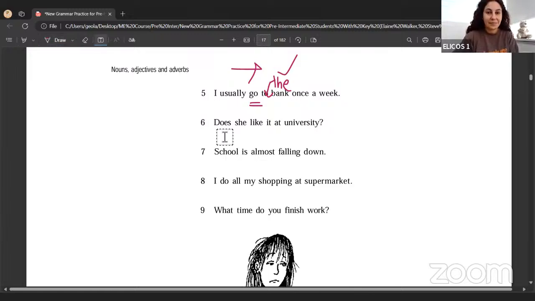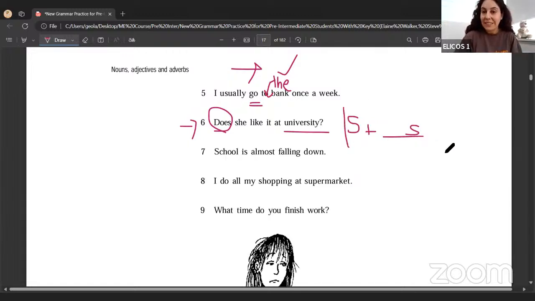6. Yeah, we don't change it. Does she like it at university? University is one of those words where we don't use the. Not S, likes. Does she like it? Like or likes? No, because it's a question. This is the present simple. It's only when you make a sentence starting with she and then the verb, yes, you add the S. She likes going to university. She likes drinking coffee.